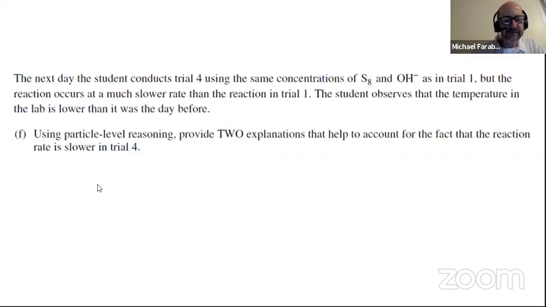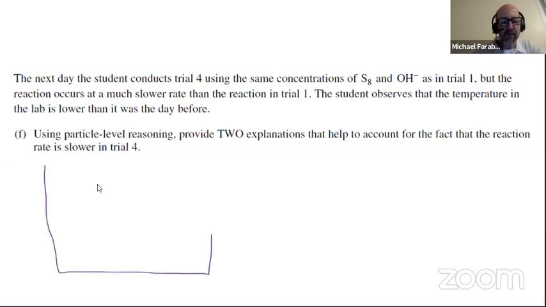All right. Part F. The next day, the student does trial 4 using the same concentrations of sulfur and hydroxide as trial 1, but the reaction occurs at a much slower rate than the reaction in trial 1. The student observes that the temperature in the lab is lower than it was the day before. Using particle level reasoning, provide 2 explanations to help account for the fact that the reaction rate is slower.